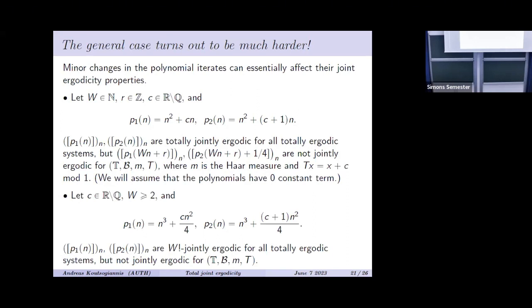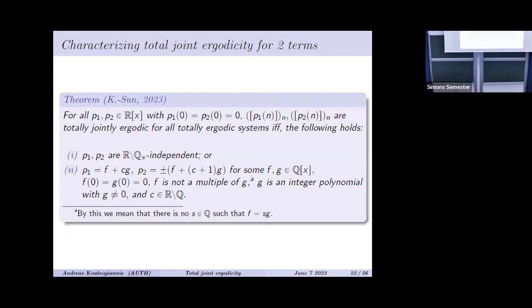Now, the other thing that shows you that even for k equals 2, the situation is completely different from the other two cases, where w factorial joint ergodicity for infinitely many w's was implying total joint ergodicity, is that if you pick these two polynomials, again for c irrational, then these two polynomials are w factorial jointly ergodic for all w greater or equal than 2, but they are not jointly ergodic for this specific system. So a completely different picture than before. You need more than just infinitely many w factorial joint ergodicity to hold. And the theorem, we weren't expecting, Theorem 2, just came out after a lot of pain.